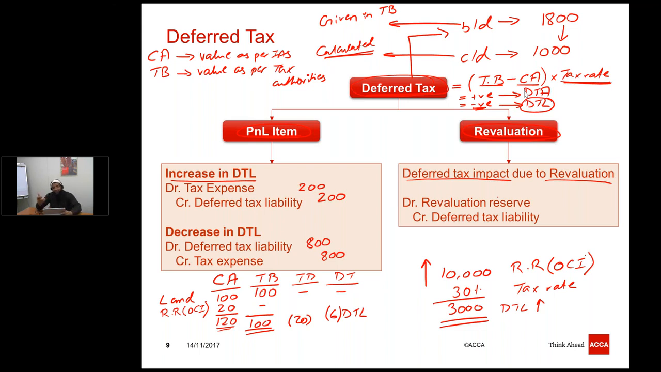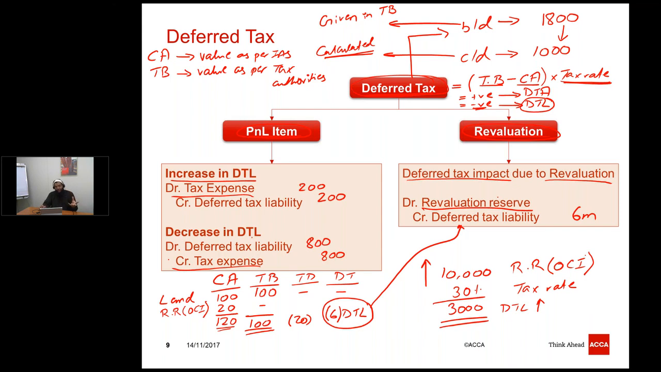Okay, so now what will be the entry? Now we are recording the deferred tax liability of $6 million. I'm referring to this example. Now the question arises, why are we debiting the revaluation reserve? Why not tax expense? Why the revaluation reserve?